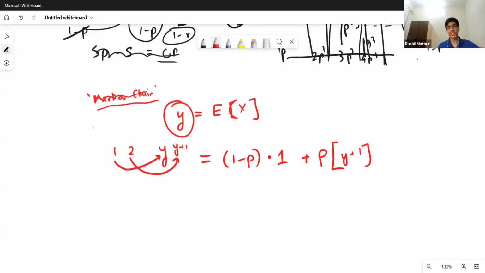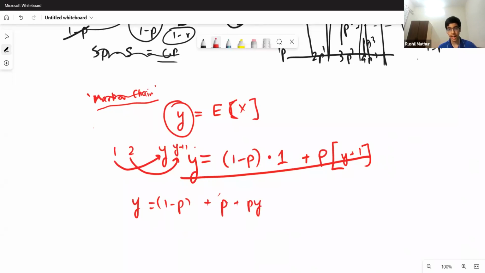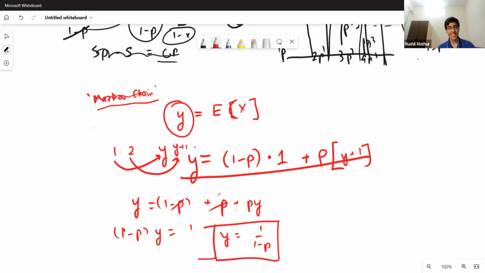Only what is going to happen in future is what matters. So the idea is that you're saying y is equal to 1 minus p times 1 plus p times y plus 1. And you've got a linear equation in y. And now you just solve it. You get y equals 1 minus p plus p plus py. And this becomes 1. You take this here. 1 minus p times y is 1. You get y equals 1 over 1 minus p, which is what we got here.